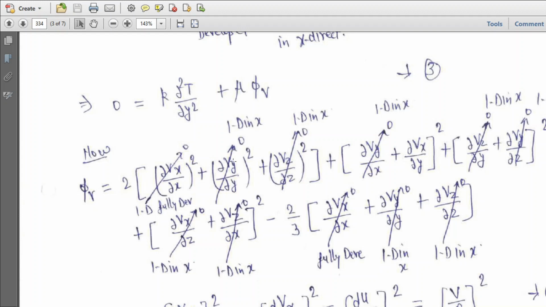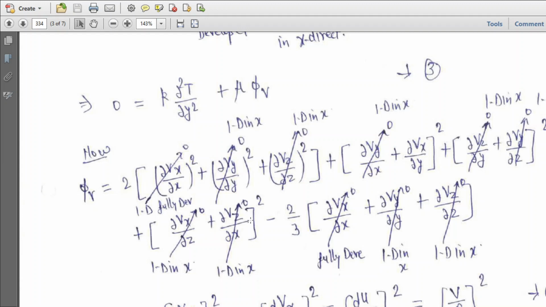Now v is 0, no velocity in the y direction and no velocity in the z direction, so these two terms are also 0. So vy is 0, so this is 0. Vz is 0, so this term is also 0. Now this is also 0. Now, one dimensional flow only in x direction, so velocity is not changing with respect to z, because the z boundary is very large compared to y.